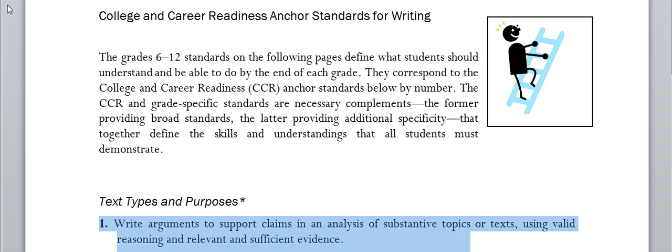I'm going to recommend that you open up your window to full screen view, because when we look at some of the standards, it's rather difficult to see them if your window is small.